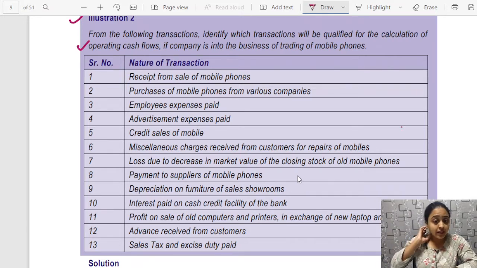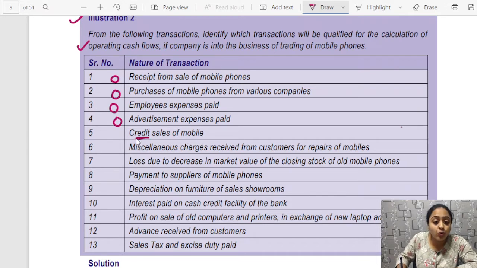Okay. First, receipt from sale of mobile phones. Yes, operating. Purchase of mobile phones from various companies. Yes, operating. Employee expenses paid, always operating. Advertisement expenses, operating.